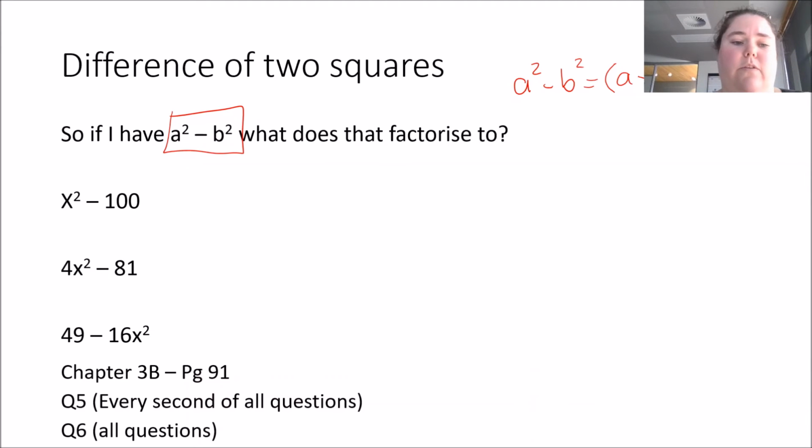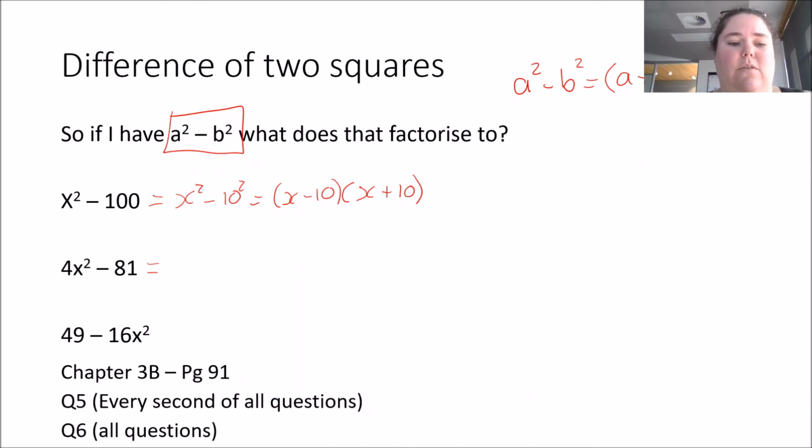So if you see something like I've got down here, x squared minus 100, well, I know that's x squared minus 10 squared. So first square rooted minus second square rooted, first square rooted plus second square rooted. Factorized. Don't have to think about it any more than that.